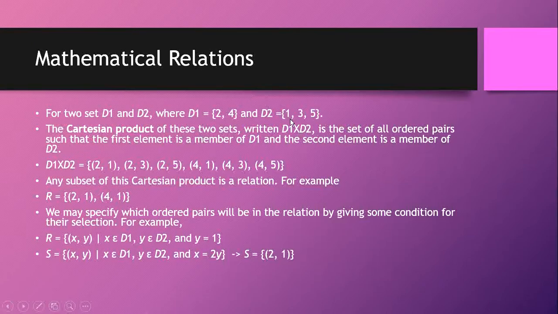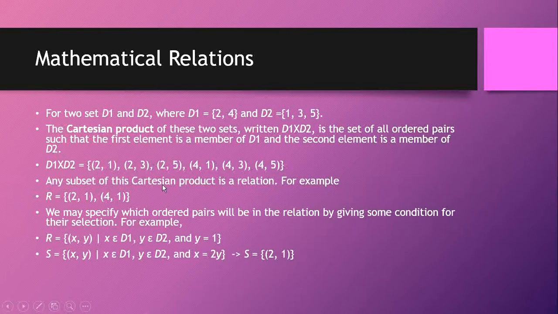When we multiply these two sets, we get the Cartesian product, which is represented by D1 times D2. First we take the first element and multiply it with all the elements of D2. So we have (2,1), (2,3) and (2,5). Next we have (4,1), (4,3) and (4,5). We multiply these two sets and this is called the Cartesian product. So the Cartesian product of D1 and D2 is this.